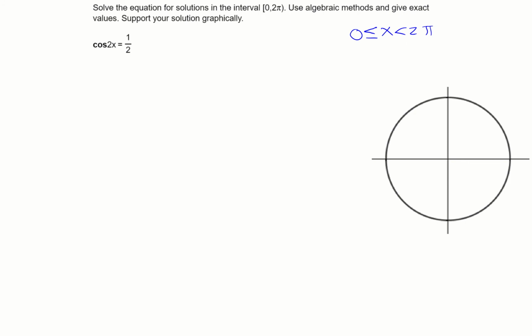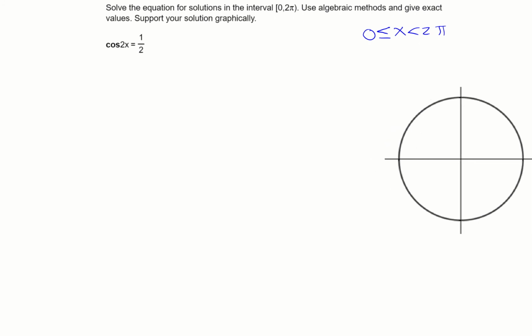Notice less than or equal to on the left side, less than on the right side because of the bracket and the parentheses. So now we want to know where 2x would be. Of course we're just going to double everything in this three-part inequality. So we get 0 less than or equal to 2x less than 4 pi. So we're going to go around the circle twice, looking for places where the cosine is 1/2.